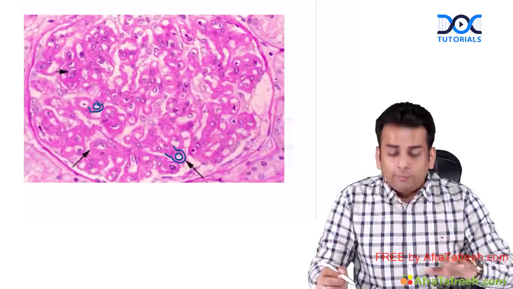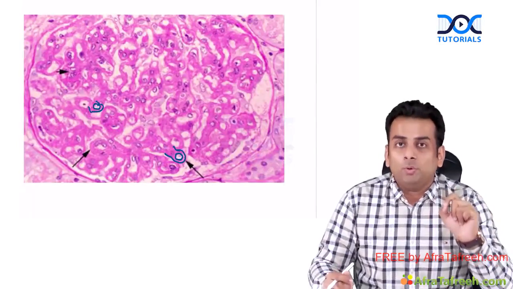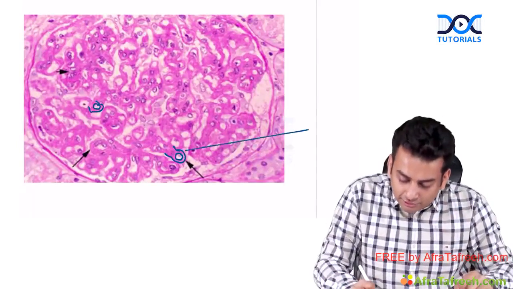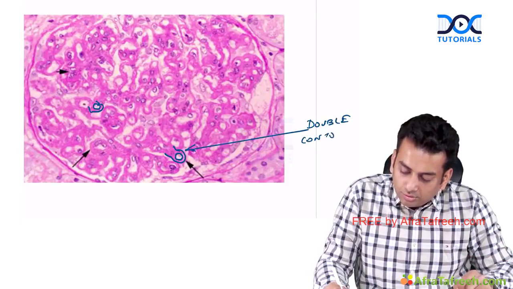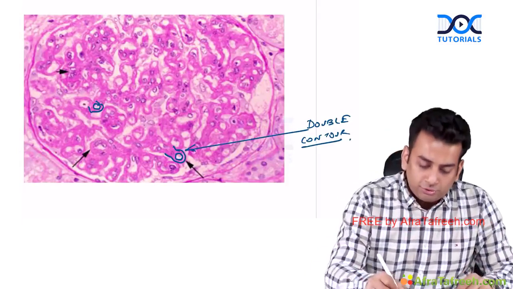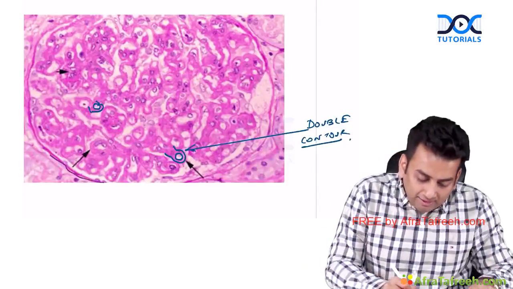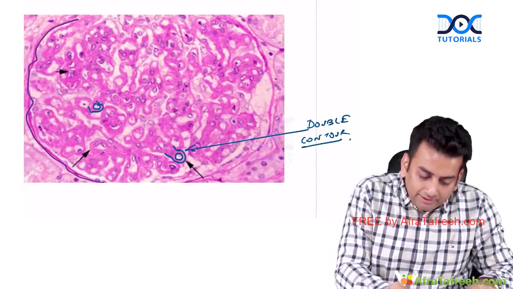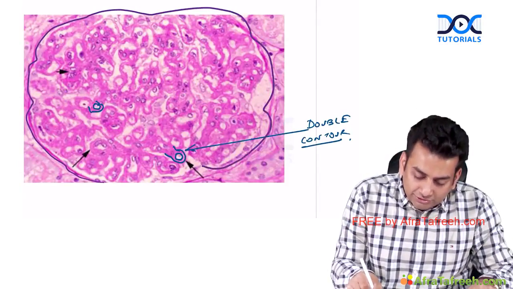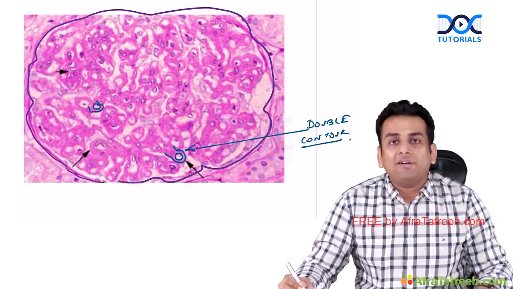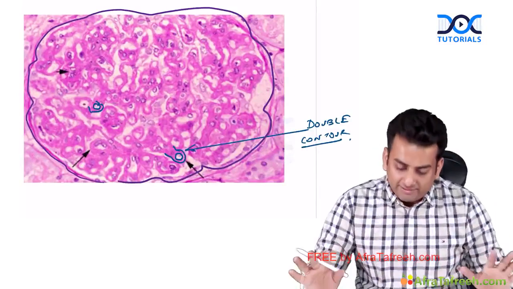Just see. Had it been a silver stain, it would have looked more beautiful, because the silver stain highlights the basement membrane much more. So this is your double contouring or tram track appearance. Also, just see the entire glomerular tuft seems to be enlarged, and it looks as if there is lobular accentuation of the glomerular tuft. Yes, that is why it is known as lobular glomerulonephritis.